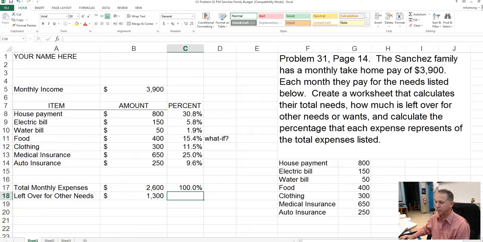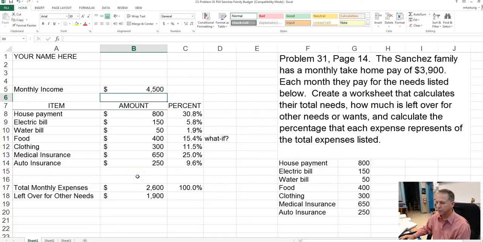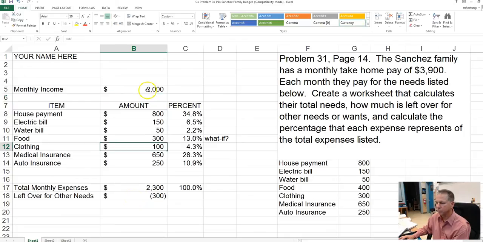So that's creating a basic budget. And the next step that we can do is take a look at a what-if. What we mean by that is, what if I come up here and all of a sudden we get a pay raise and our income becomes $4,500. What happens? Now, because we've created a lot of formulas and these numbers relate to one another, you're going to see some things change. So let's take a look. All right. Well, it creates more left over for other needs.